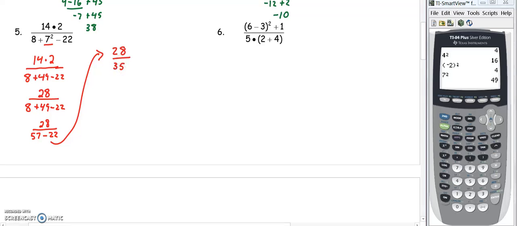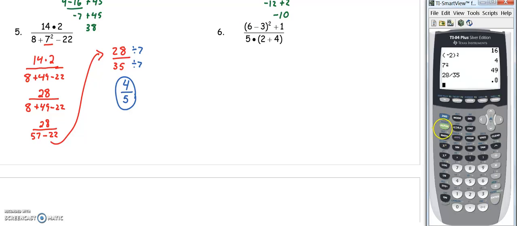Now the last step to this problem is that we need to reduce our fraction. So if I notice that there's a greatest common factor of 7, I can divide the numerator and denominator by 7 and get 4/5. Also, I can use a calculator. I can type in 28 divided by 35. It will give me a decimal, and then I can hit the third button from the top in the left column, which says math, and hit enter, enter, and it'll give me my fraction of 4/5.